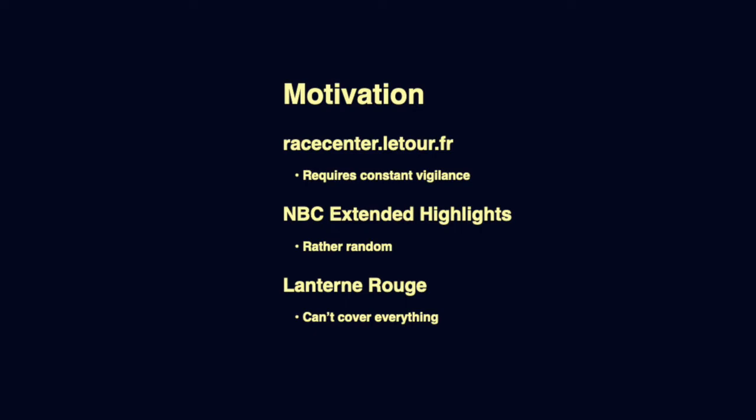NBC has extended highlights they post on YouTube. I do watch those now. They're good, but a little random. They'll show the winner, the crashes, the scenery, but they don't really give a full picture. There's another YouTube channel called Lantern Rouge, which does a much better job at highlighting the pivotal moments of a stage, and it really excels at describing tactics used on sprint stages, but it's maybe 8 minutes long. It's not going to describe the path of every rider through the field.